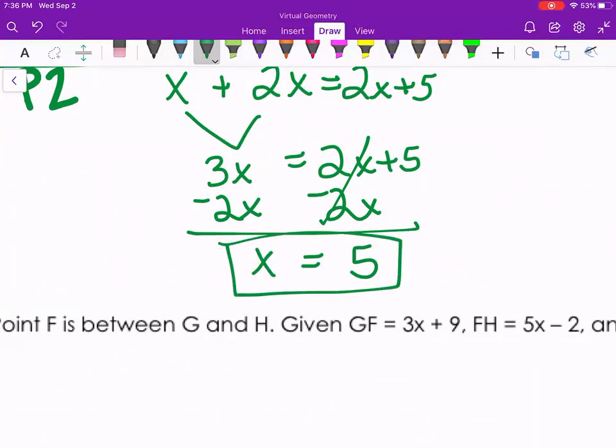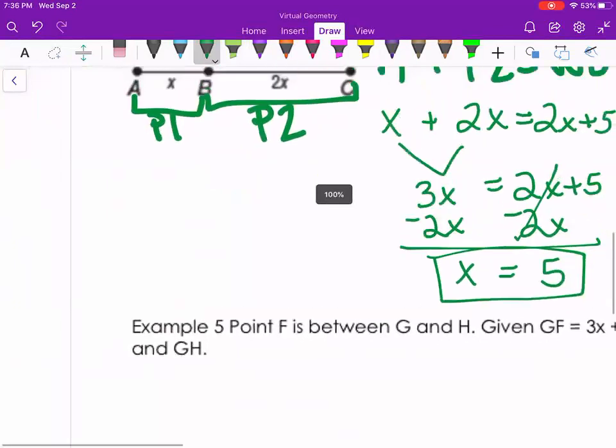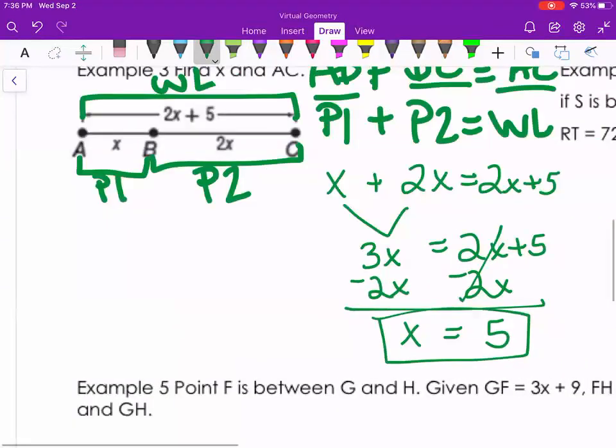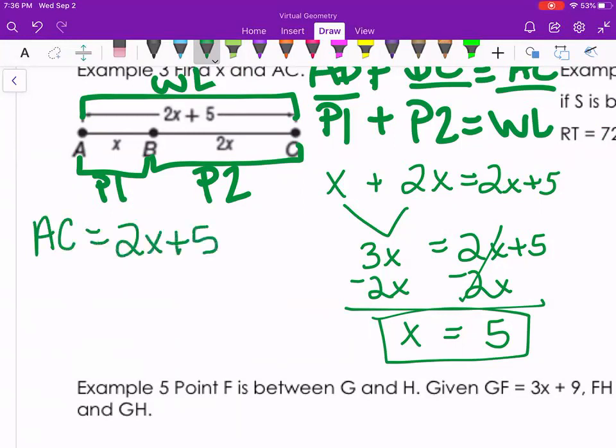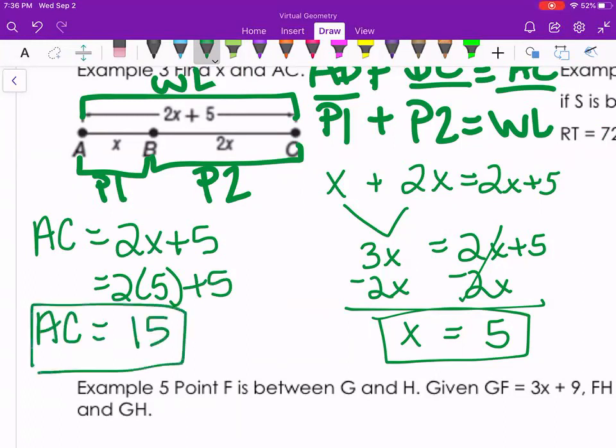There's my X. Now we need to find AC. So let's plug it back in. AC is supposed to be 2X plus 5. Now we know what X is. So that's supposed to be 2 times 5 plus 5. So my AC should be 2 times 5 is 10 plus another 5, 15. And there's my final.